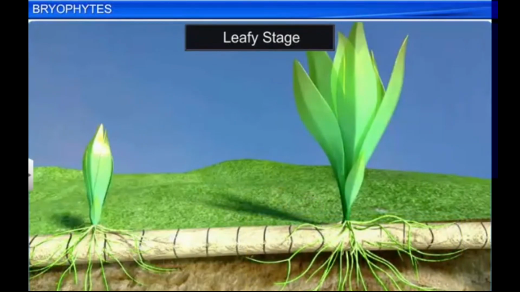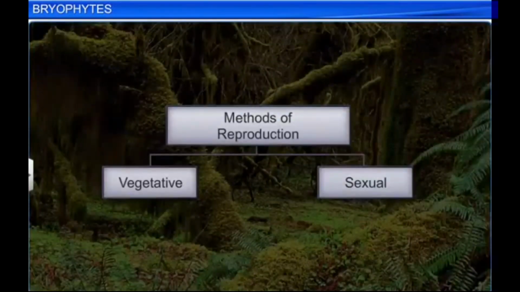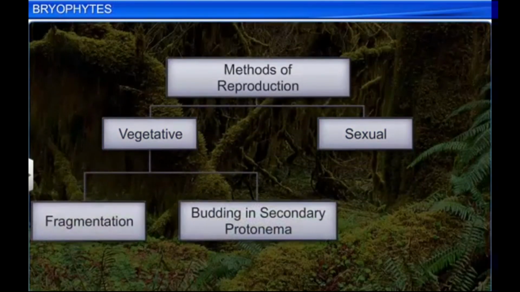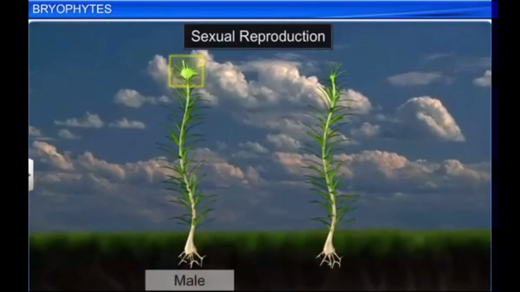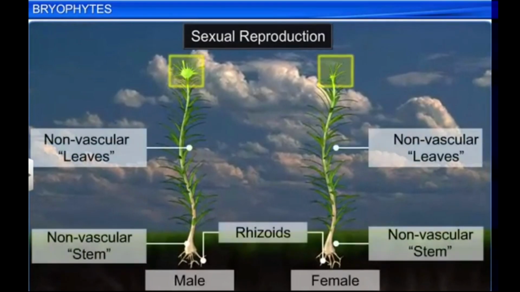The sexual organs develop during the leafy stage. Mosses reproduce vegetatively and sexually. Vegetative reproduction is by fragmentation and budding in the secondary protonema. In sexual reproduction, the male and female sex organs are produced at the apex of the leafy shoots.